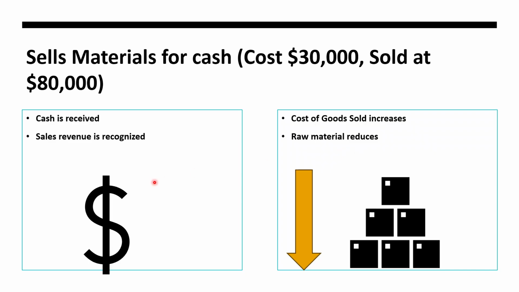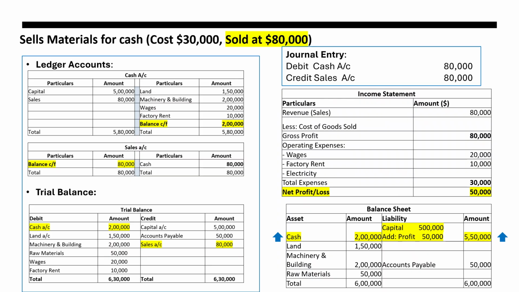So we will see these two as separate and see how journal entries, ledger accounts are posted, and how it impacts the income statement and the balance sheet for each of these separately. So first we'll see the entry for sales revenue recognition. It's given that cash was received for selling the materials. So cash is a real account. So the rule is debit what comes in. So we're receiving cash for the sales. So debit what comes in.